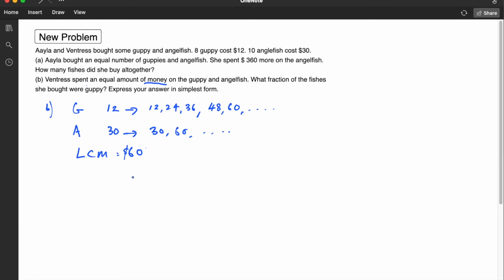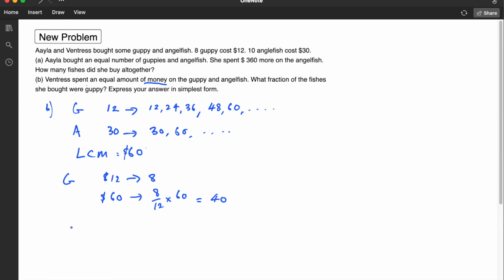So let's assume that it is $60. So let's find the number of fishes that can be bought for $60. Let's start with the guppy first. For the guppy, $12 will give you 8 guppies. So we are interested in $60. So again, for $1 you can get 8 over 12 and then multiply by 60. So this can be simplified to, I believe, 40.